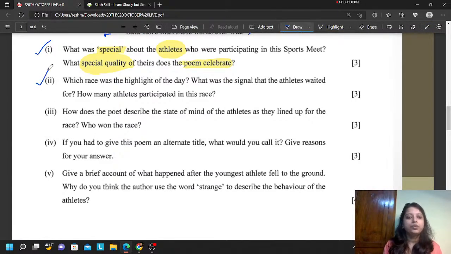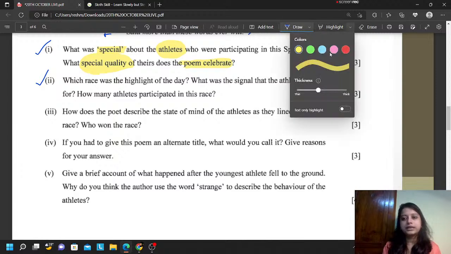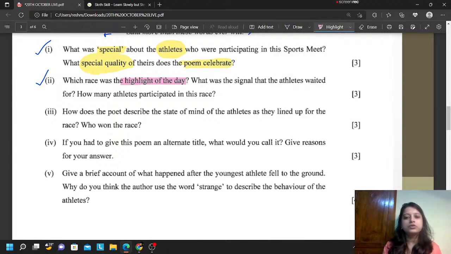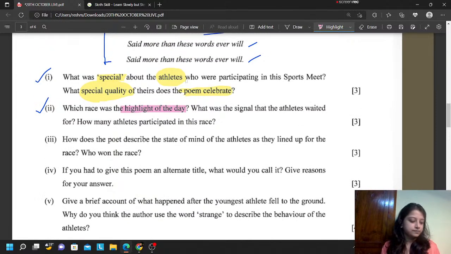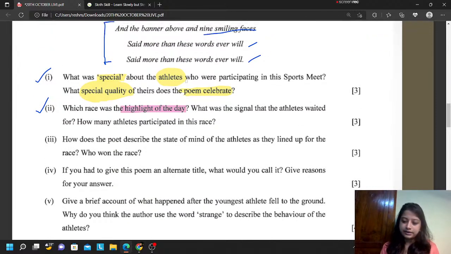Question number 2. Which race do you think was the highlight of the day? That means which one was the most important one? It is there on the same page number 37, in extract 3, not extract, stanza 3. You'll find it in stanza 3. What is it? It is, of course, the 100-meter race. Correct.